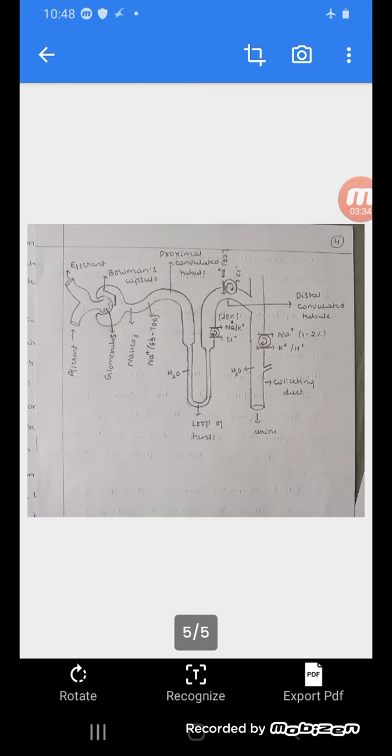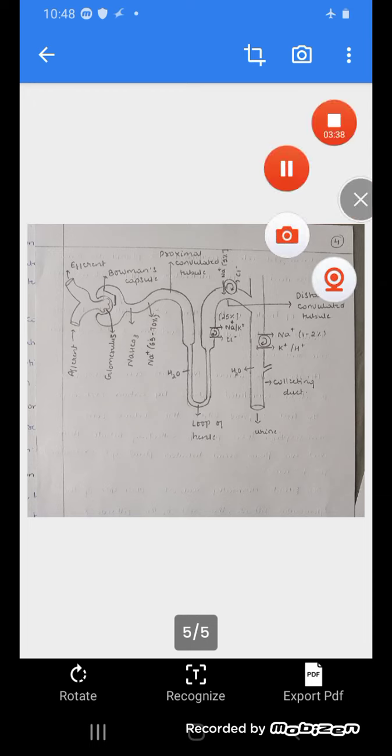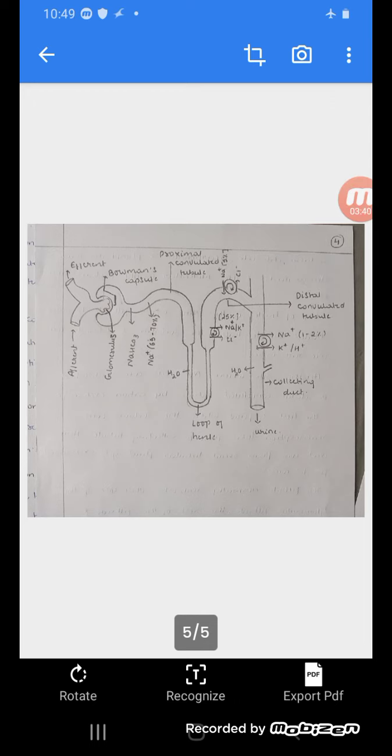Coming to the last part, that is tubular secretion. Here the secreted substances largely include hydrogen, creatinine, ions and other types of waste products such as drugs after metabolism, which are excreted.